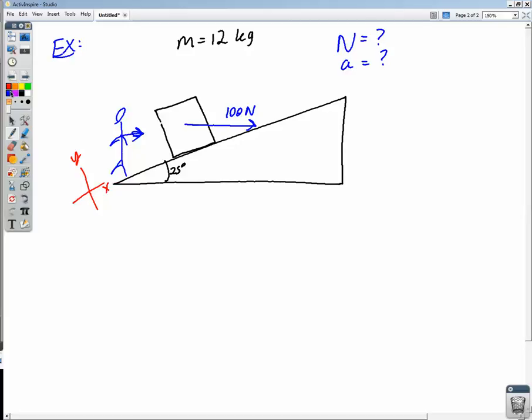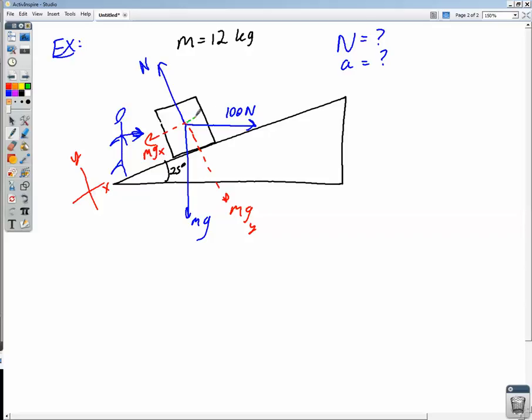So drawing our free body diagram, we've already got the 100 Newton force acting on the block. We've got mg going straight down, and we've got the normal force going up. Again, we're ignoring friction in this problem. So drawing in the components of two different forces here. mg needs components. It's got a y component here, and it's got an x component going down here. We'll label them mgy and mgx.